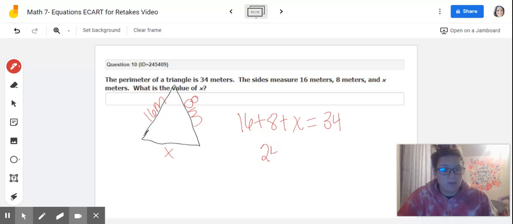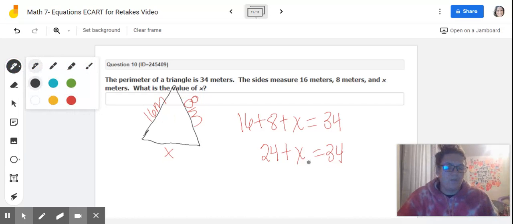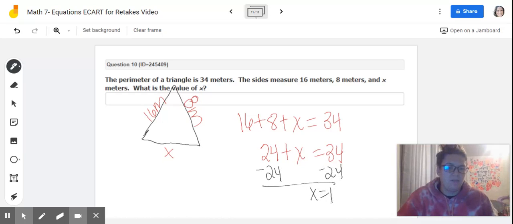16 plus 8 is 24. And then you said, okay, well, I'm going to add these two numbers, and then I'm going to subtract them from the 34. So if you got 10 for that third side, you were good. 10 meters.